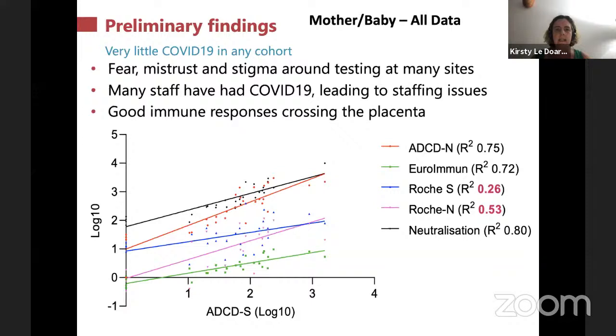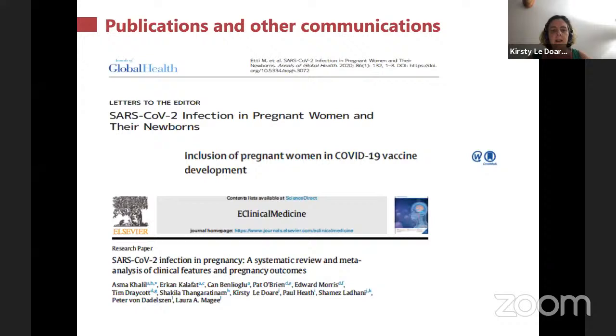And finally, we've been very fortunate that the team have been particularly busy in starting to publish overviews and calls to arms for pregnant and lactating women and their infants across the globe. And Melanie Etty, who is the clinical fellow from Cameroon who has been leading the peri-COVID study, has actually published two very good overviews of SARS-CoV-2 infection in pregnant women and their newborns, a systematic review in a letter to the editor, and also a call to arms for the inclusion of pregnant women in COVID vaccine development, and inclusion also in the rollout with really strict safety monitoring. And with that, I'd like to thank all of the team across all of the different countries, and thank you very much.